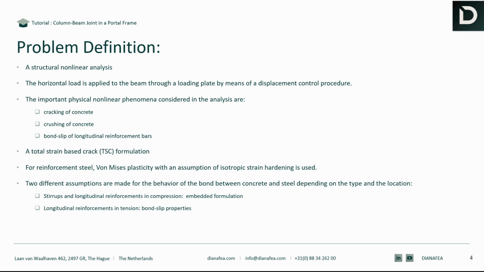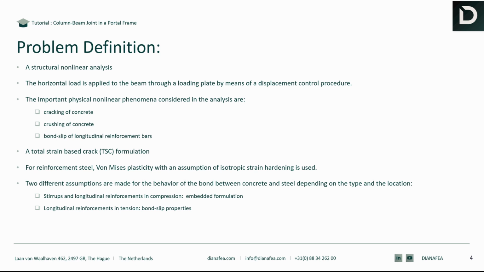reinforcement bars and concrete. I will use a total strain based crack approach, and for tension, I want to use the Hordijk tensile curve. In compression, the concrete strength is reduced due to lateral cracking, following a model by Vecchio and Collins. For the reinforcement steel, I will use von Mises plasticity by assuming isotropic strain hardening.